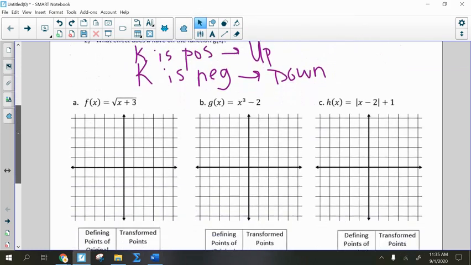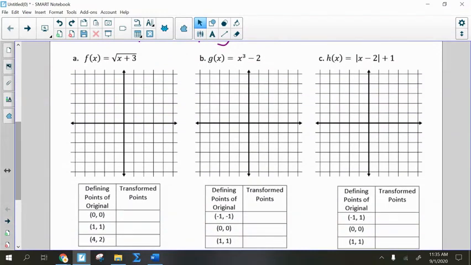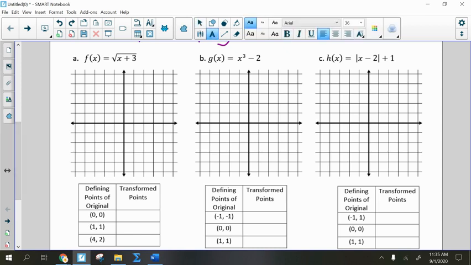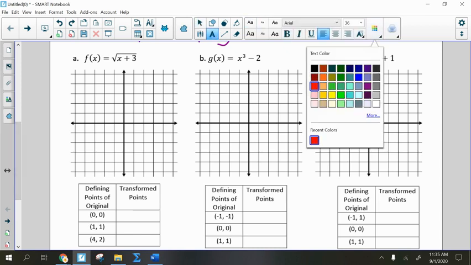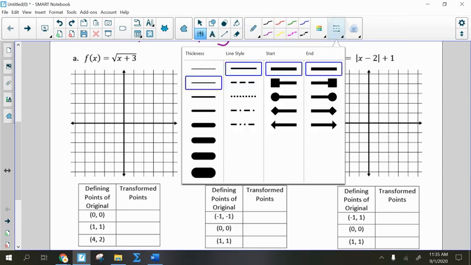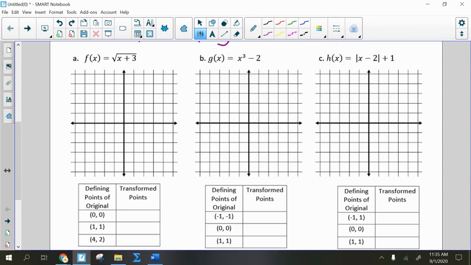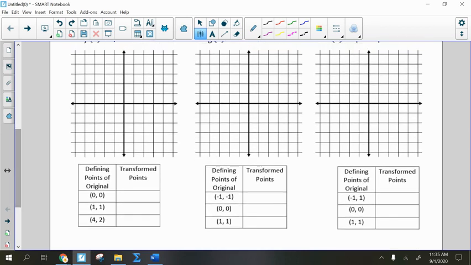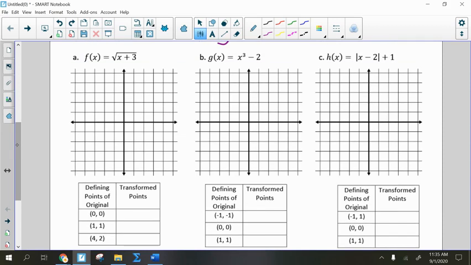All right, so we're going to do 3 practice problems with just horizontal and vertical translations. These are called translations that we're doing here. I'm going to do these transformations with the defining points that you should have learned already. When you're doing these types of graphs, you do need to be able to show me the original points and the transformed points. You don't have to graph both, but you do have to show both.